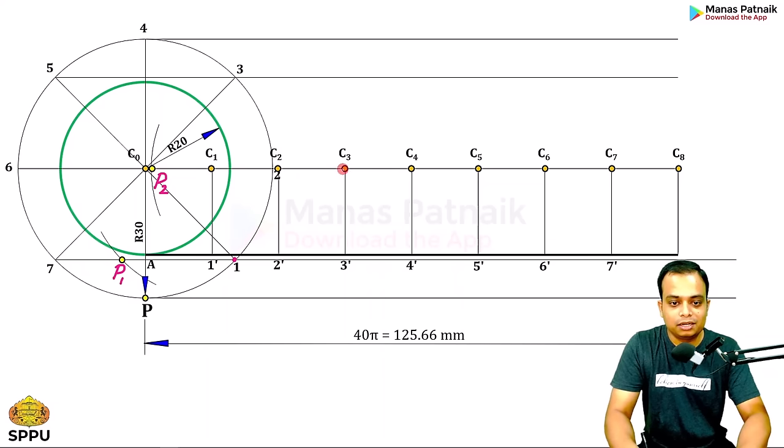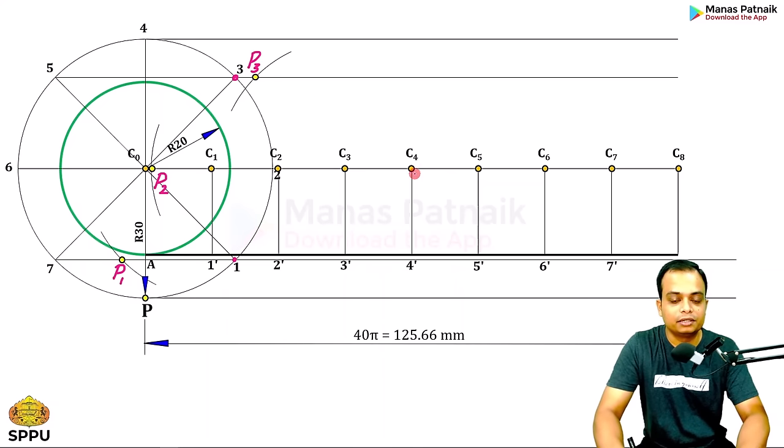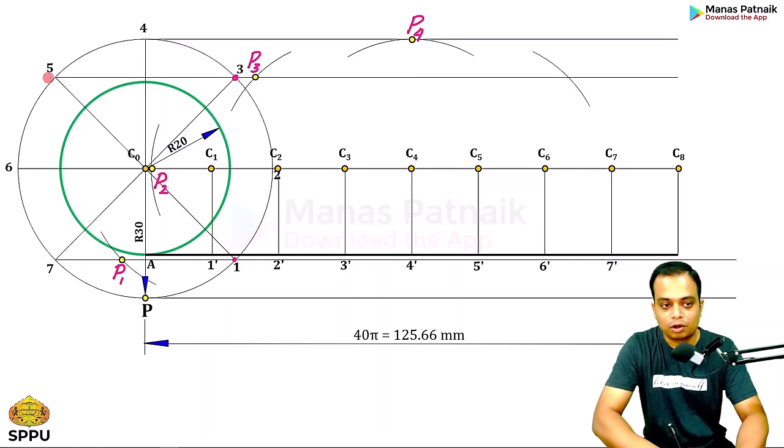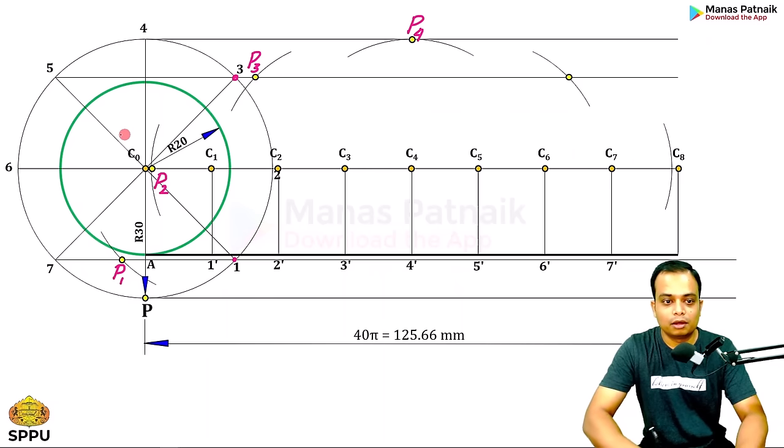Now with C3 as center and on this line passing through 3, you need to cut another arc. This is going to give you P3. Let me write this as P3. In the same fashion, if you take C4 as center, this is going to be a touch and go case. This is going to be your point P4. In the same fashion, you can have P5 on a line passing through 5, P6 on a line passing through 6, P7 somewhere here on a line passing through 7.